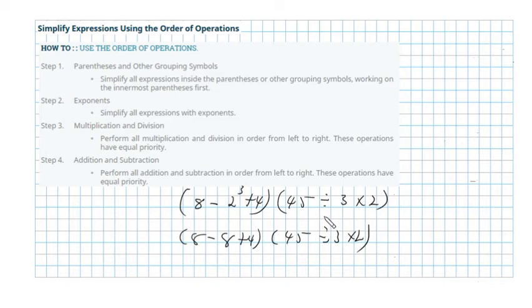So we're doing one operation at a time. Again, we have to tackle this parentheses first. So we have a subtraction and an addition. Which comes first? These are at the same level, and so we have to do the subtraction first. All right. And so 8 minus 8 gives me 0.